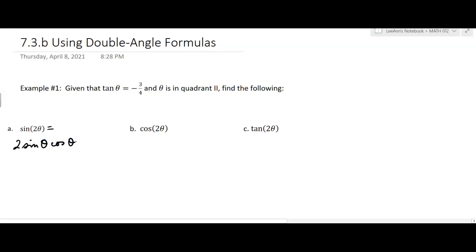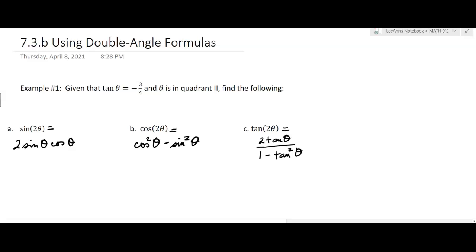So that's that one. And we know cosine of 2 theta. I'm just going to use the cosine squared theta minus sine squared theta. You could use one of the other forms if you wanted to, but I don't think it matters too much which one you use. And then my tangent 2 theta, see if I can remember that one, that's always the hard one for me, is 2 tangent theta over 1 minus tangent squared theta.